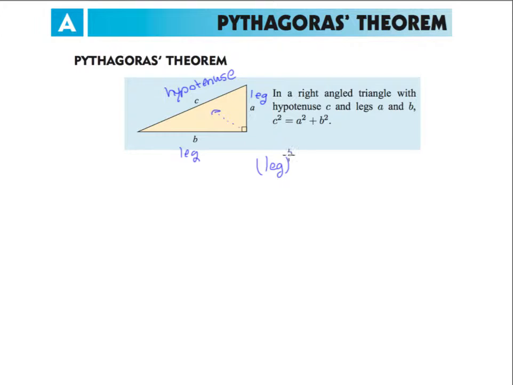So Pythagoras' theorem is simply the leg squared plus the other leg squared is equal to the hypotenuse squared. We often see this written as a shorthand, a squared plus b squared equals c squared. For the rest of this video, we're going to look at how we can use Pythagoras' theorem to help us solve for the missing sides of various right triangles. So let's look at our first example.